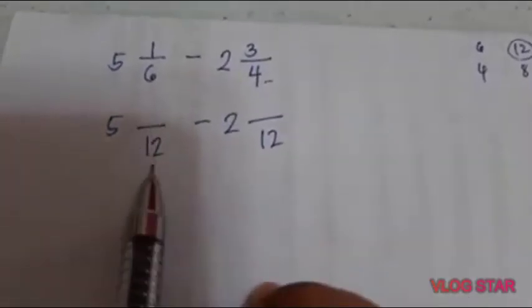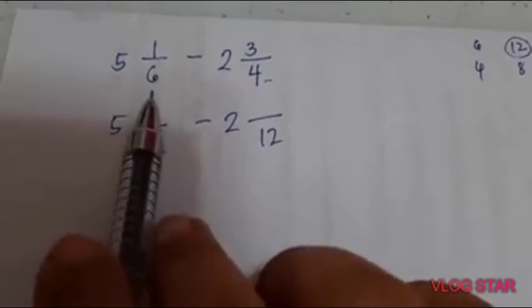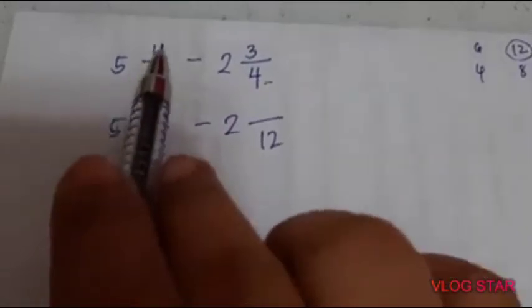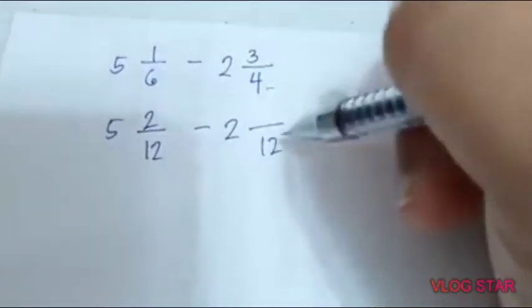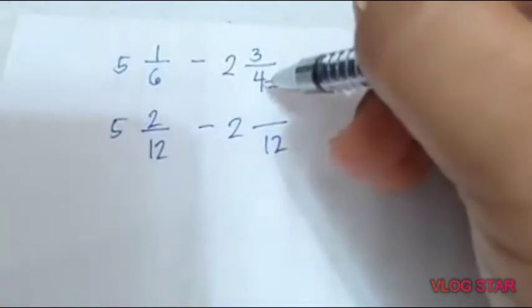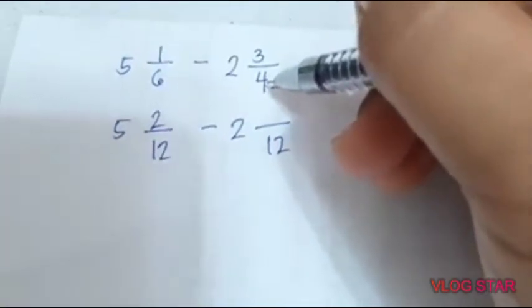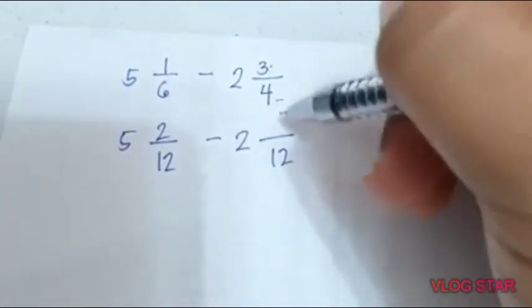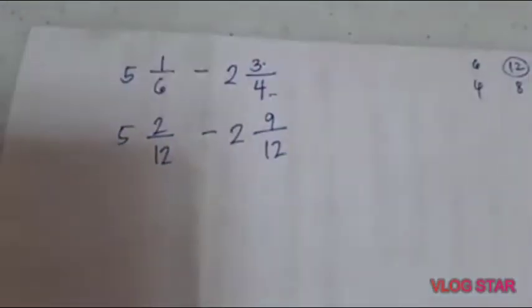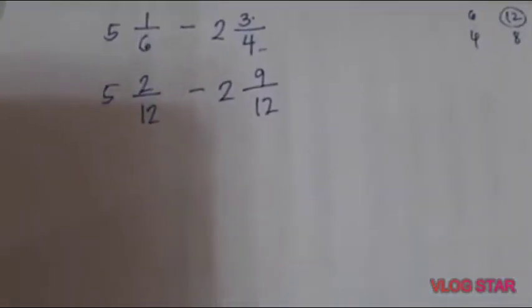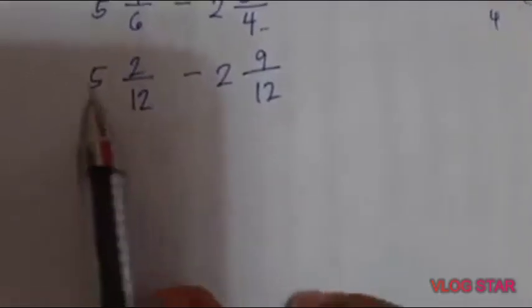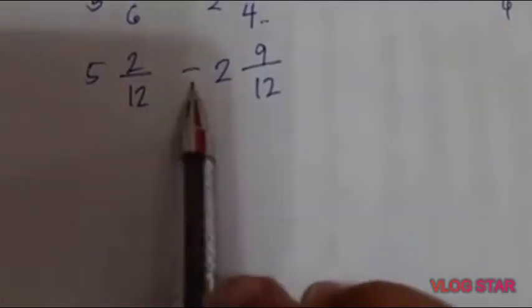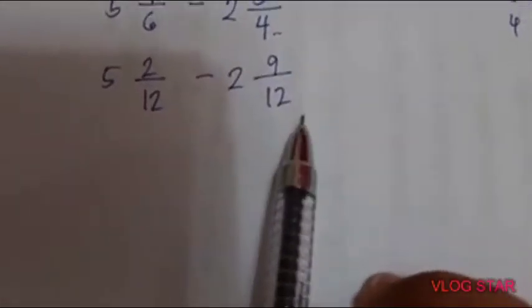So for us to find the numerator, divide 12 divided by 6. The answer is 2 times 1. So 2. 12 divided by 4. The answer is 3 times 3 equals 9. So looking at your similar fractions, you have now 5 and 2/12 minus 2 and 9/12.